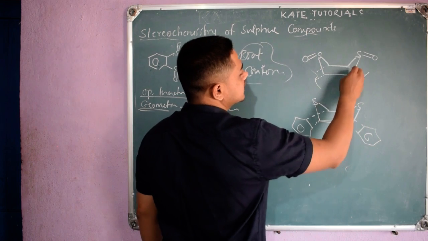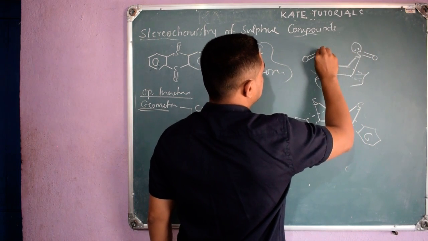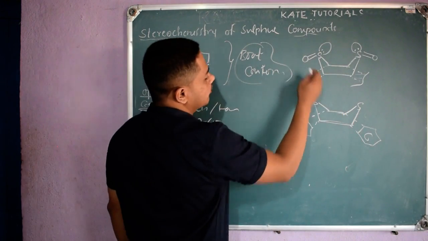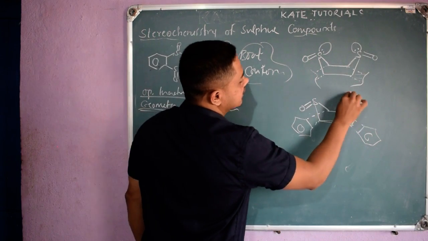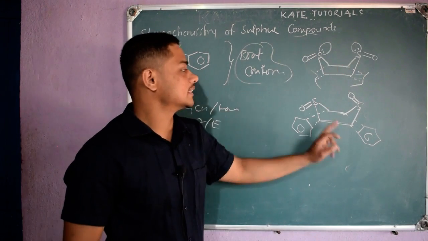Total valence of sulfur is 6. 1, 2, 3, 4. So lone pairs will be there like this, 5 and 6. So S double bond O can be like this also, or one S double bond O will be outside and one S double bond O will be inside like this, right? So these are the two structures it can have.